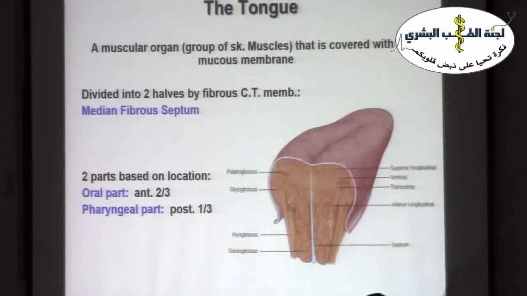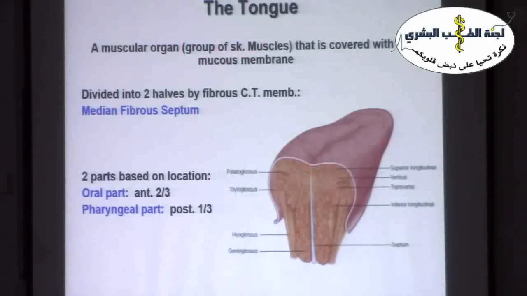So that's all about the teeth. What about now the tongue? The more important structure in the oral cavity is the tongue. What is the tongue? As you see here, it's a muscular organ. So it's made of a group of skeletal muscles that join together, and we cover them with a mucous membrane.